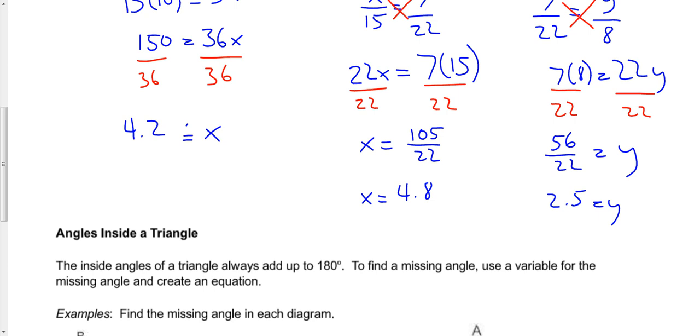Okay. So again, when you're solving for a proportion, you have to use cross multiplying, and then you divide out the thing that the variable is being multiplied by.